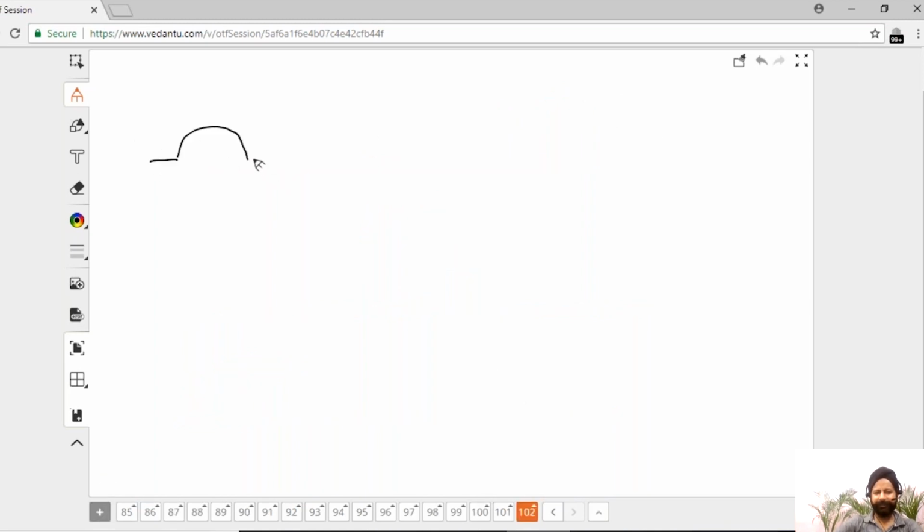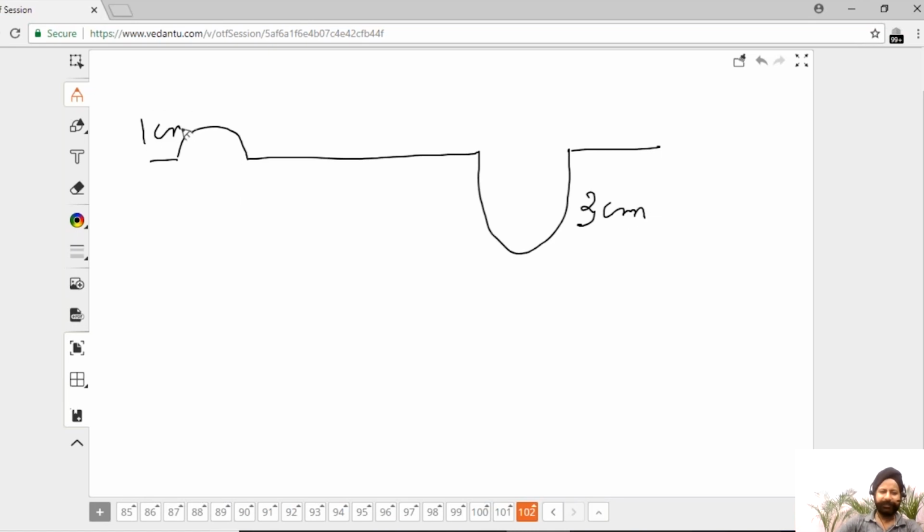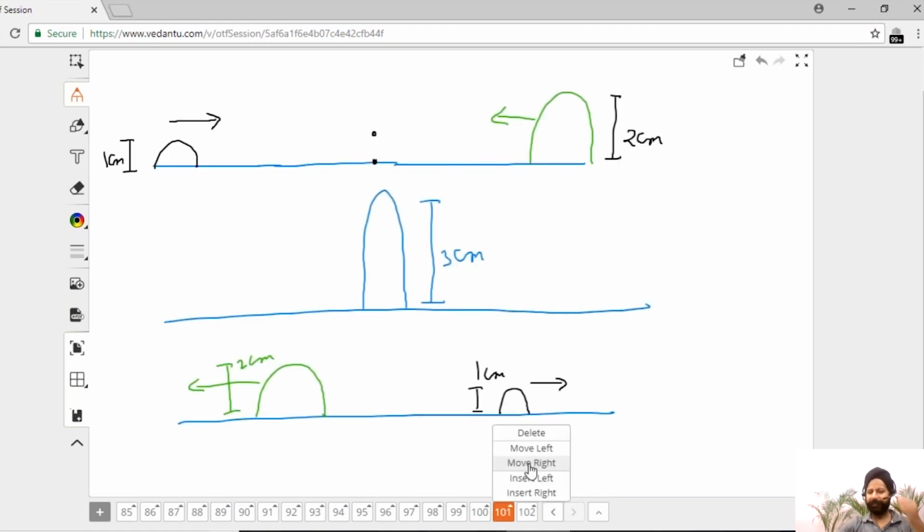So this is this, and this was this, right? So then this is 3 centimeters, let's say, and this is 1 centimeter, let's say. When they meet, it's going to be 3 minus 1 in the negative direction. So it will go 2 centimeters here. This is a destructive interference. They're destroying each other. And these are constructing each other. So this is called constructive interference.